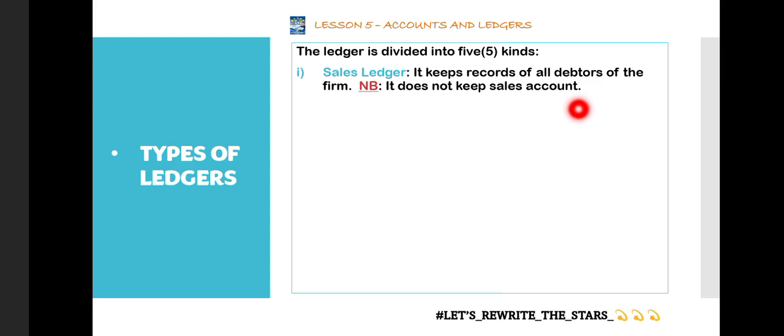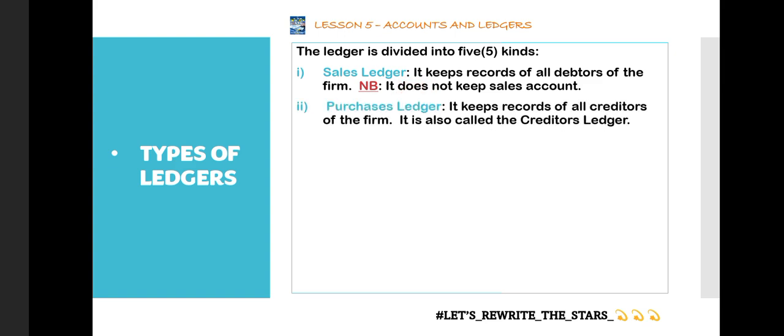But the sales account does not come under sales ledger, because the sales account only records transactions that have been paid already. So we can't record the sales account under sales ledger. This I hope is clear. Only people that are owing us are recorded under sales ledger.